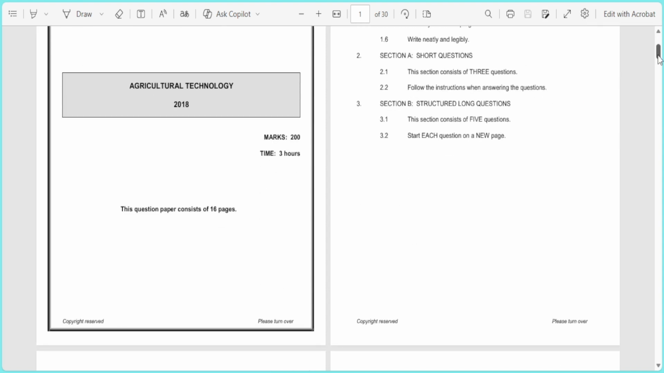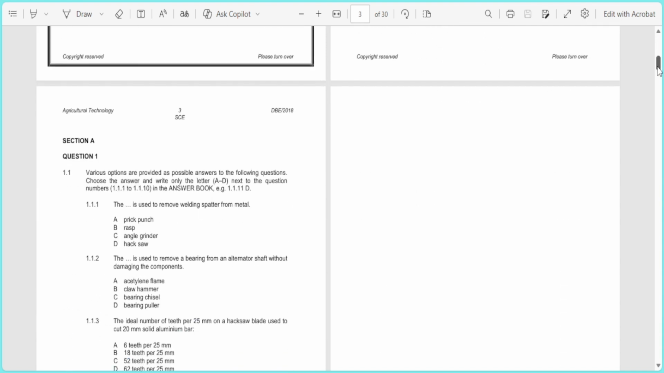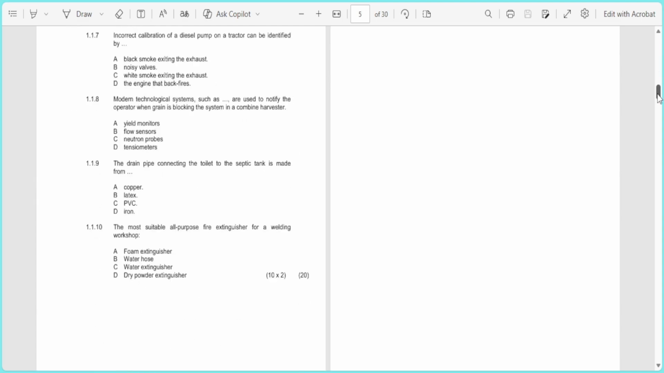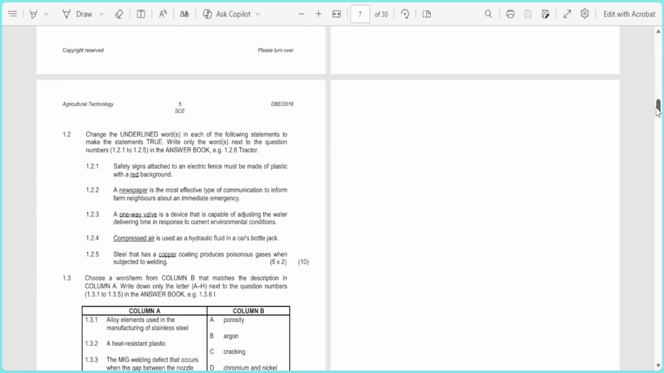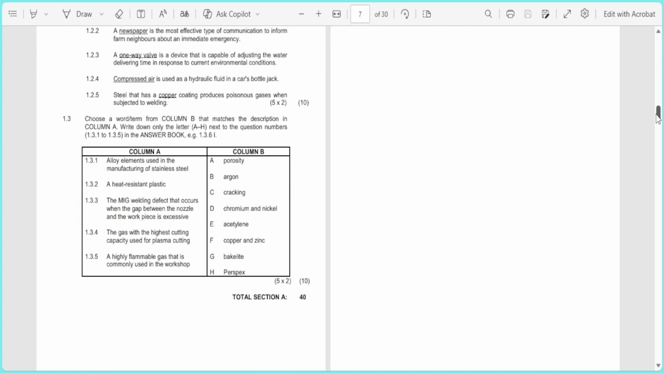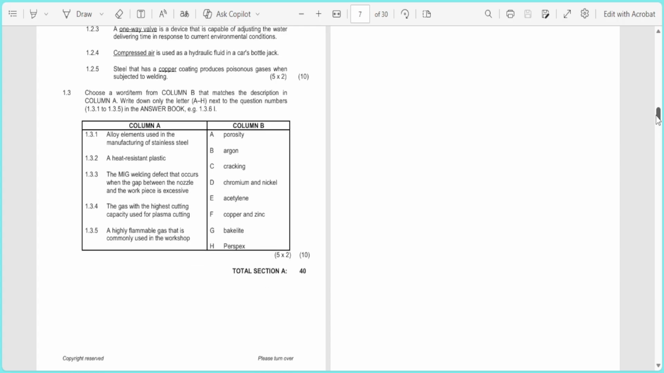Okay, so let's go over the first question. Question 1, section A. For the first question, 1.1, it's a multiple choice question. Let's check out 1.2. In 1.2, we are given underlined words, and we need to make the statements true. And then the last question in question 1, we have column A and column B. We just need to match them.